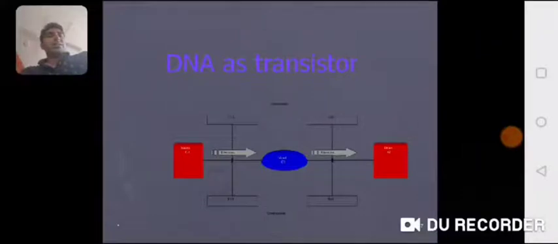DNA is behaving like a transistor. Like a transistor, which has emitter, collector and base terminals, DNA also has source, drain and island terminals. Electrons are made to pass through source and drain by means of an island.